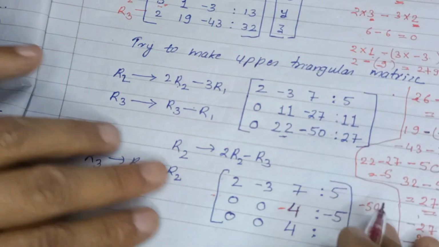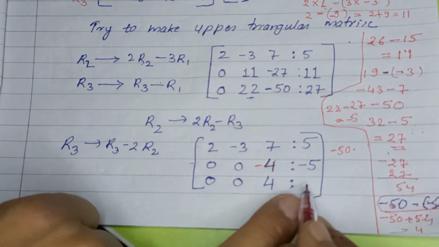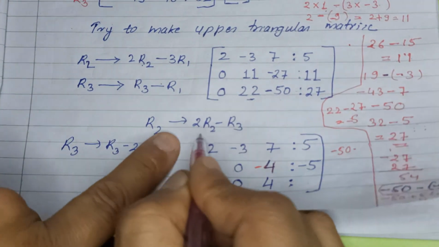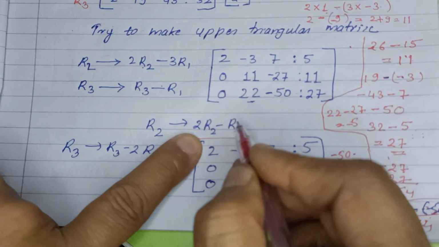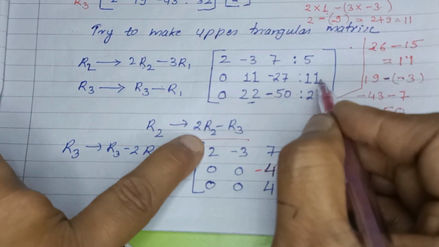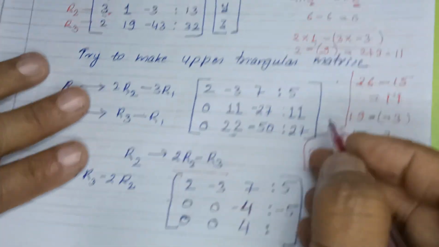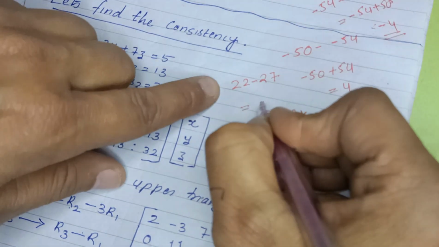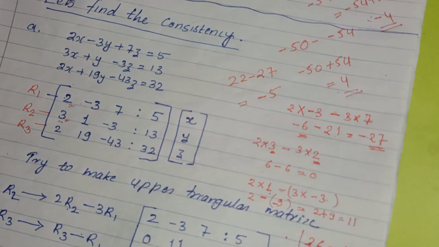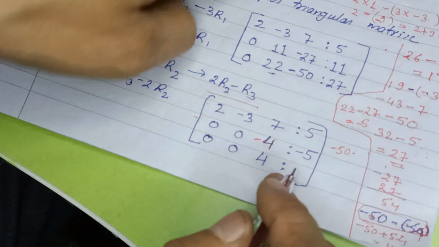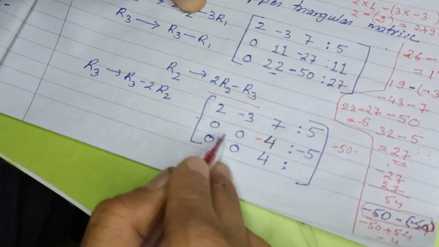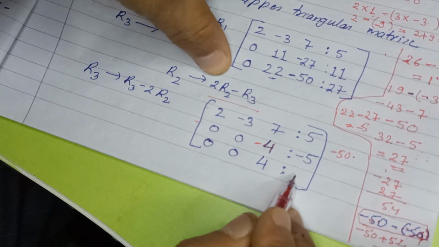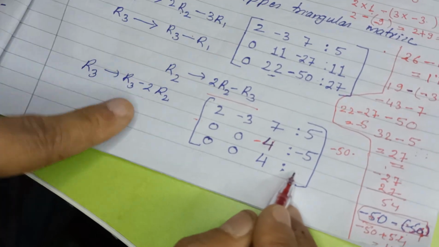So this is right. Now let's come back to this topic. This last one is left. For the last one, this is the equation we are performing. 2r2 means I am multiplying this with 2, I am getting 22, then minus 27. So 22 minus 27, that we get minus 5. So we are not doing the earlier one, we are doing this equation.